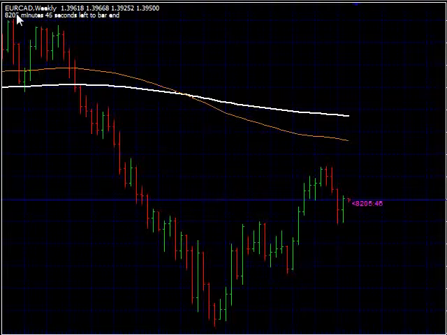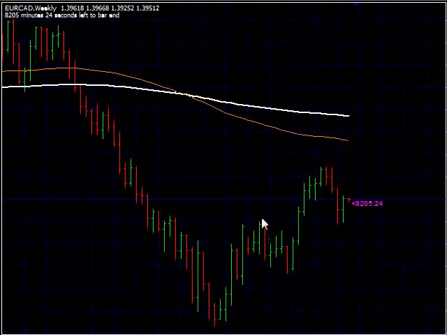This pair is the Euro cat. This is the weekly chart. We can see a nice downtrend over here. Price eventually moves up, reaches down here, backs down, moves up again, gets rejected, and goes down again.